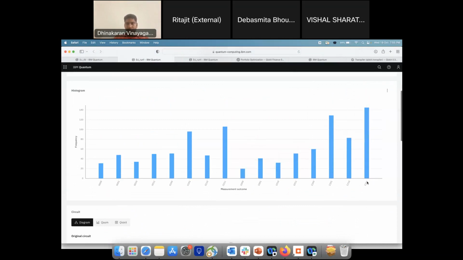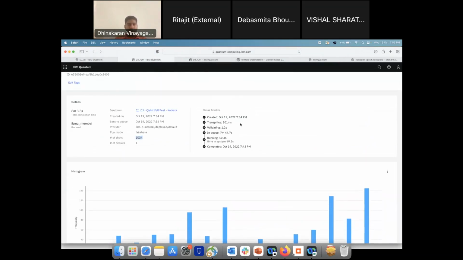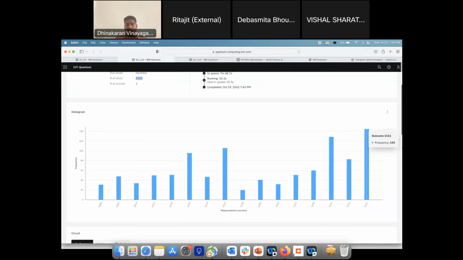Oh, by the way, what you see here is I just ran this with 1024 shots. What this means is I ran the same circuit 1024 times, and this is the distribution of the outputs that we got after we measure the first 4 qubits.